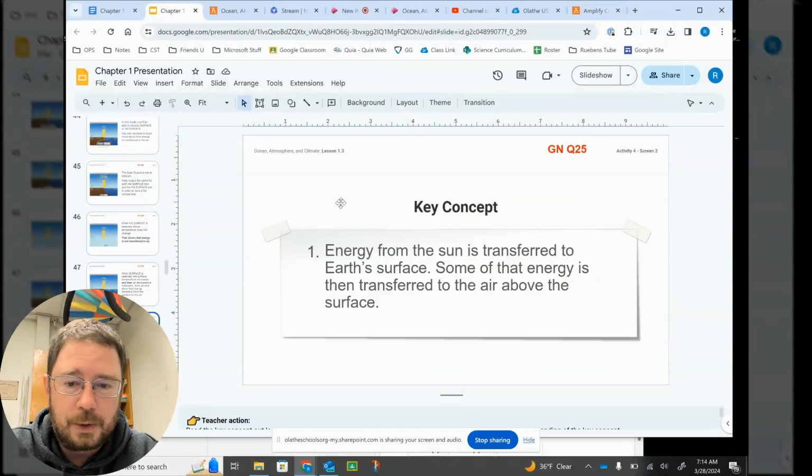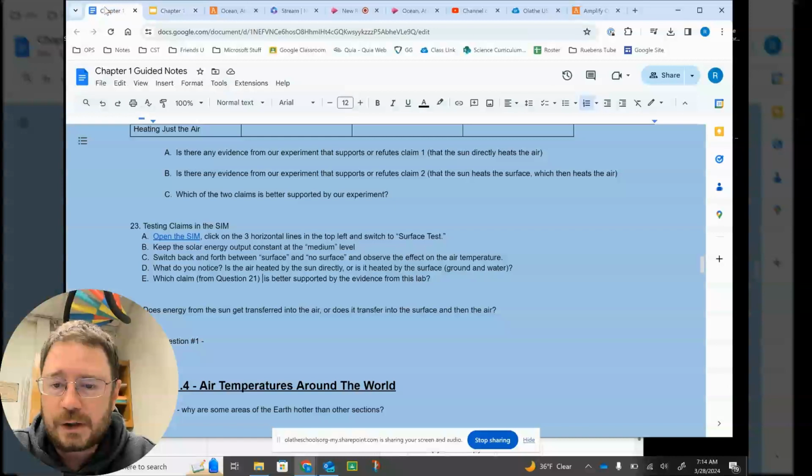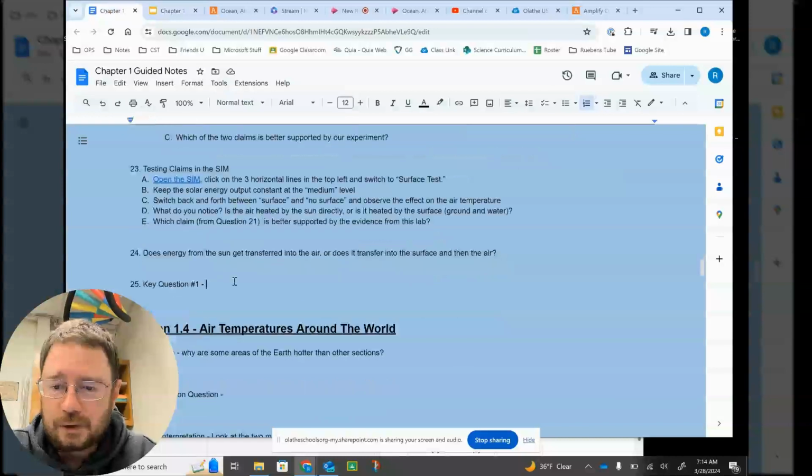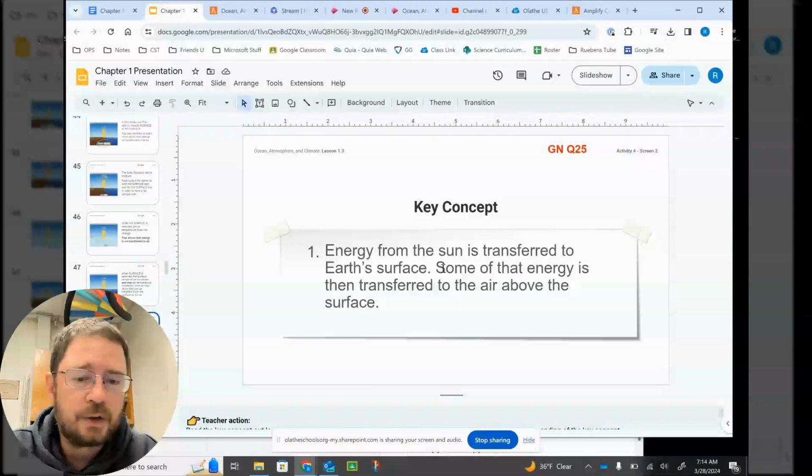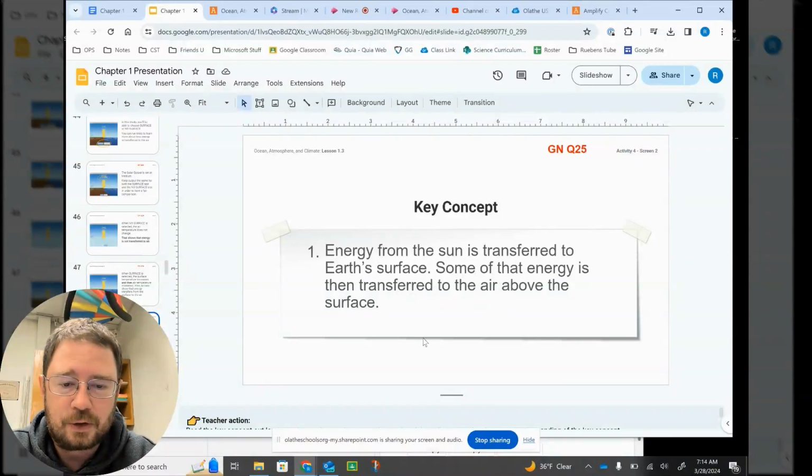So, question 25 is our first key concept. This is the answer to our investigation question. Key concept number 1: energy from the sun is transferred to the Earth's surface. Some of that energy is then transferred to the air above the surface. So, write this down, and that's it for this video.